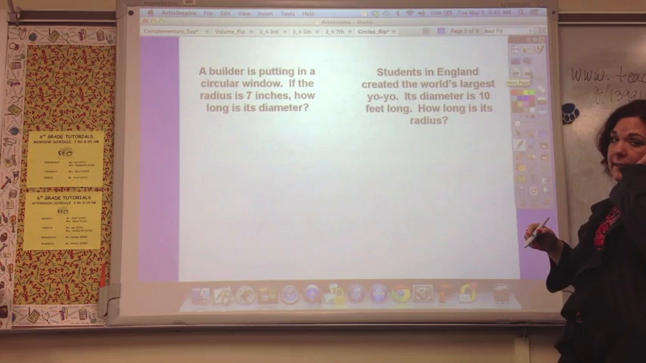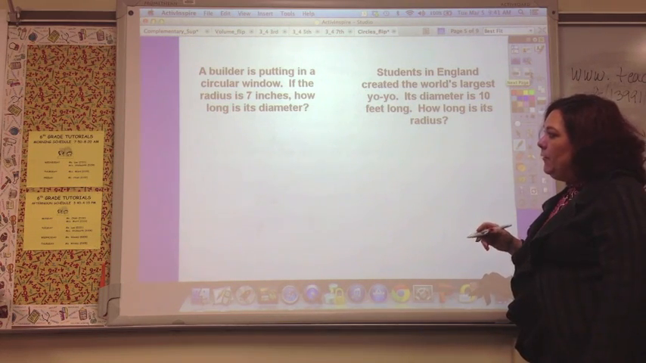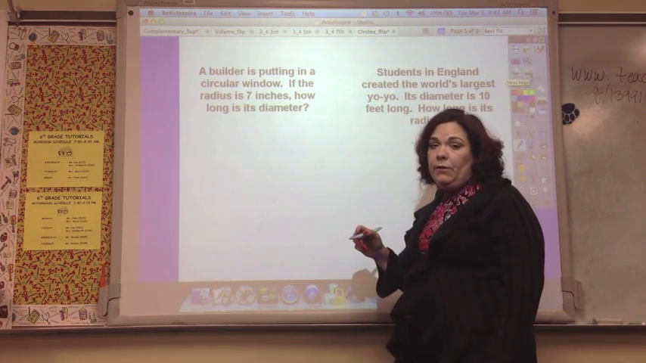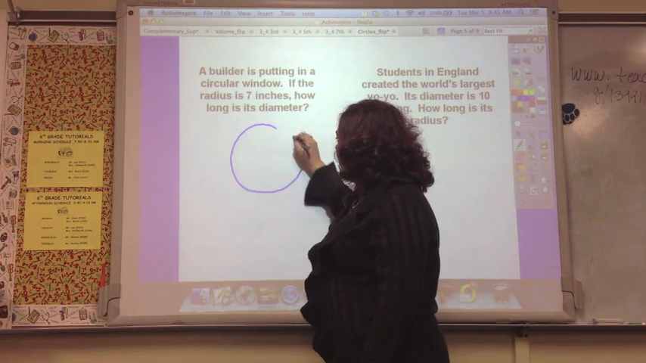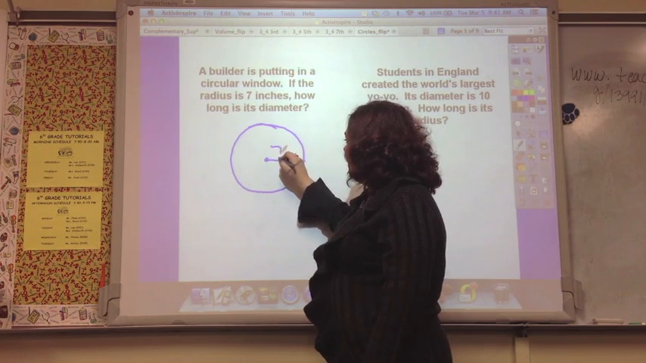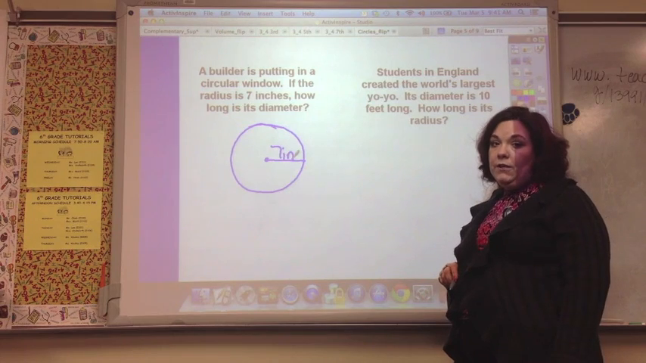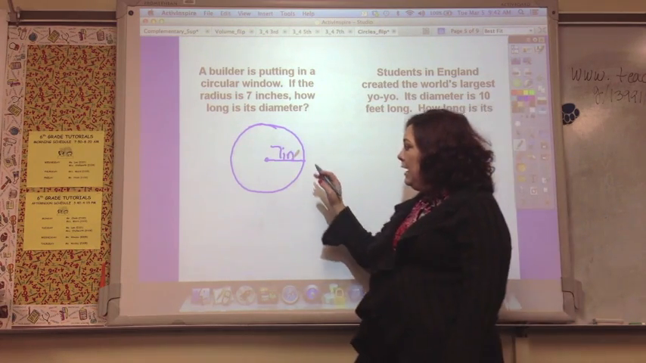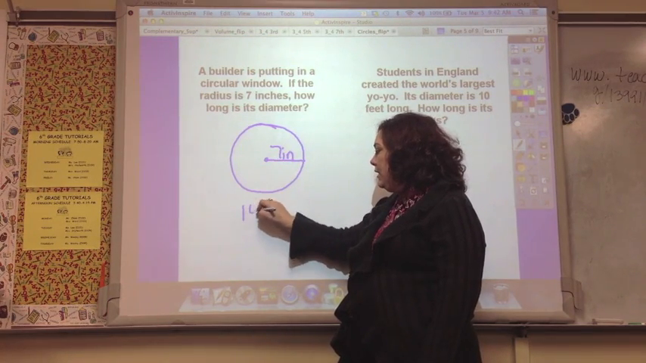So now you're going to see them in word problems. A builder is putting in a circular window. If the radius is 7 inches, how long is its diameter? The first thing you want to do is to draw a picture. So it says circular window, and it says radius, so that's half, is 7 inches. And it says how long is the diameter. So now that I've drawn the picture, it's real easy to see that the diameter would be 7 plus 7, or 7 times 2, which is 14 inches.